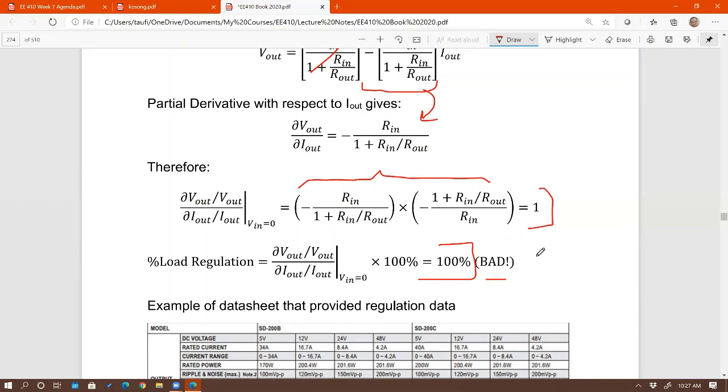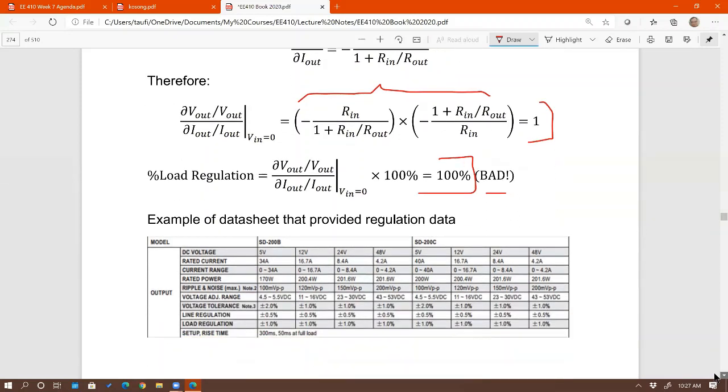It means that as you are changing the load by a certain percentage, then the output voltage also changes by the same percentage, okay? So if the load is changed by 20%, current in this case, load means current. If the output current is changed by 20%, then output voltage will also change by 20%. Not good for a DC to DC converter, okay?